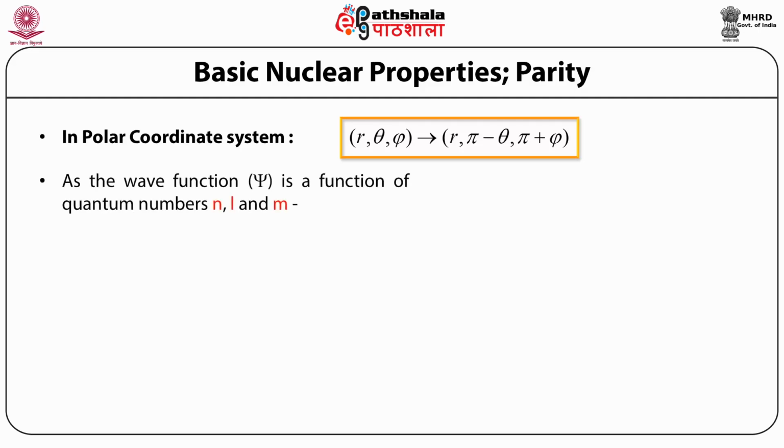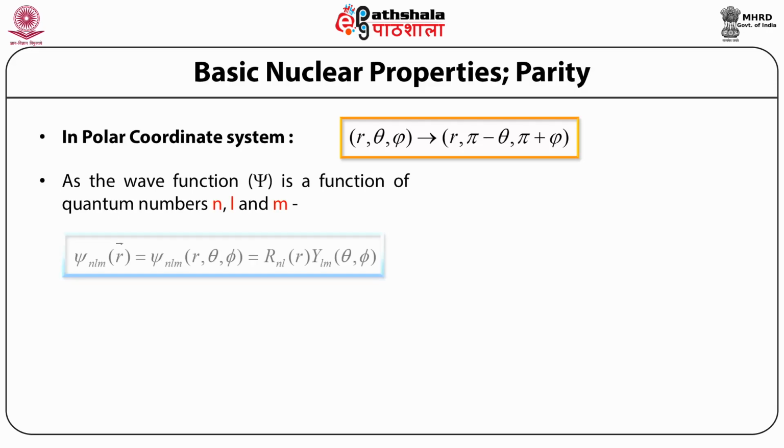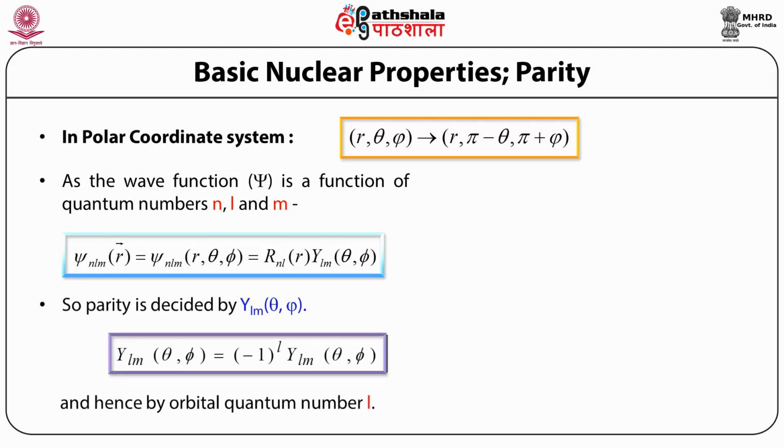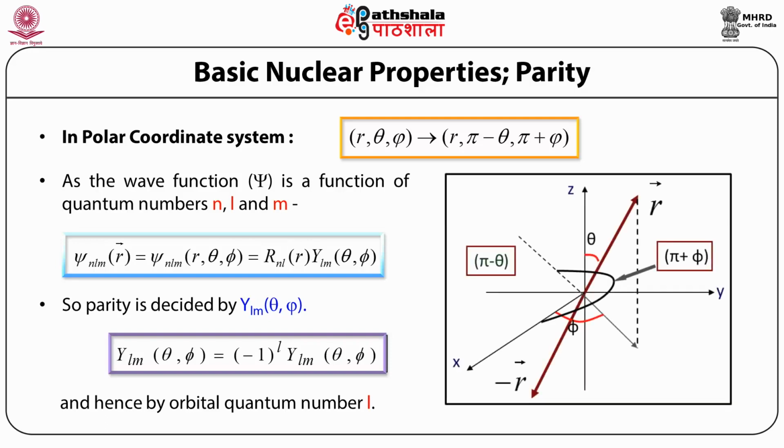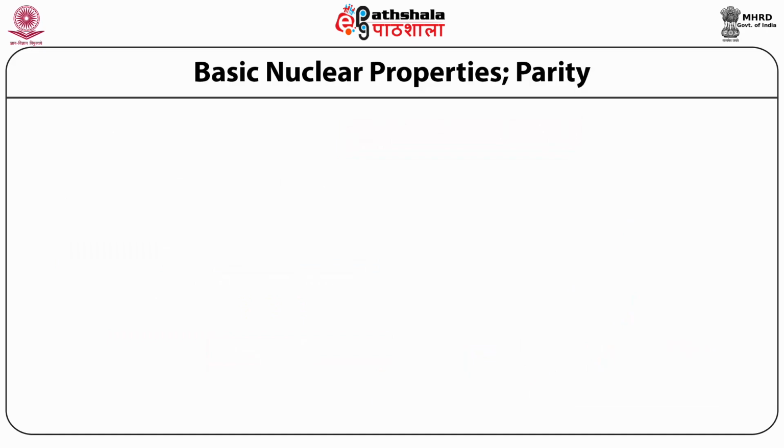As the wave function is a function of quantum numbers n, l and m, so psi_nlm(r) is equal to psi_nlm(r, theta, phi) is equal to R_nl(r) Y_lm(theta, phi). It means the total wave function is divided into its components, where R_nl(r) is the radial wave function and Y_lm(theta, phi) is the spherical part of the wave function. So parity is decided by Y_lm(theta, phi), that is, parity is decided by the orbital quantum number L. And in the picture on the right hand side, the change of polar coordinates is shown. Basic nuclear properties, parity.